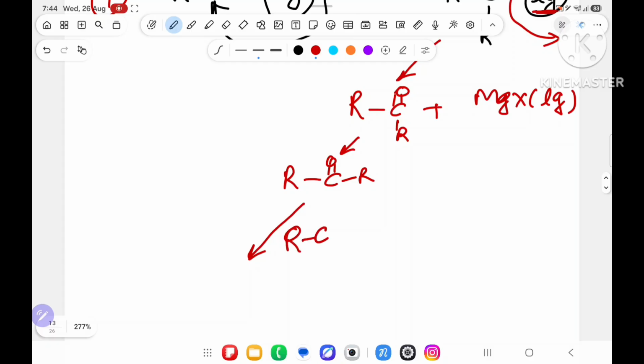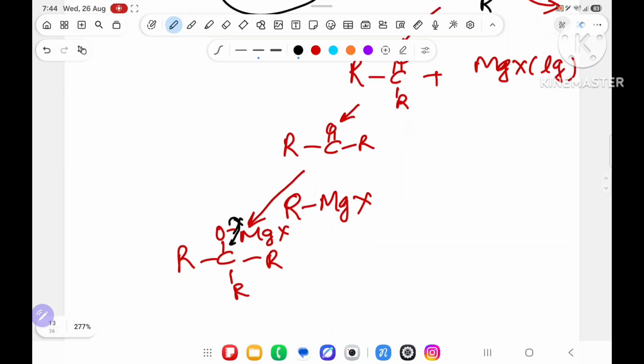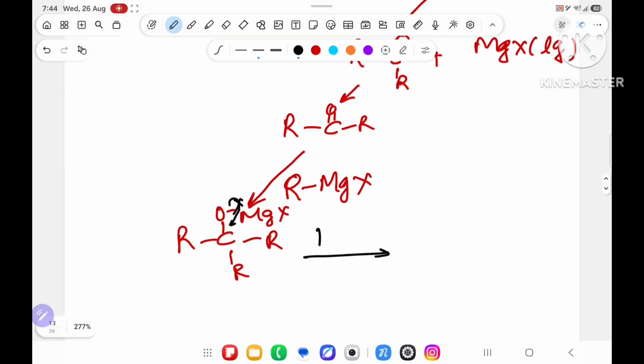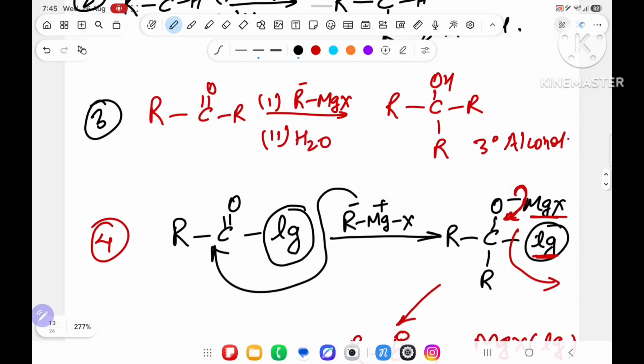Again you will use Grignard reagent, RMgX. It will become what? RCO minus MgX. Over here R, over here R. Again oxygen wants to return back, but no possibility. This time no leaving group. So I have to provide it water. So what will it become? RCOH, R is there, R is there. MgX, OH will go outside. Their name is magnesium hydroxyhalide. Magnesium hydroxyhalide.